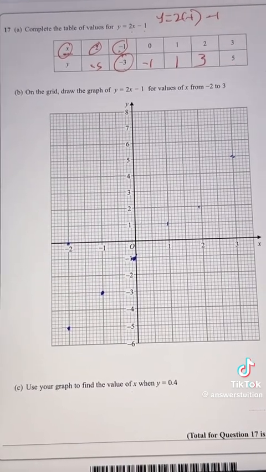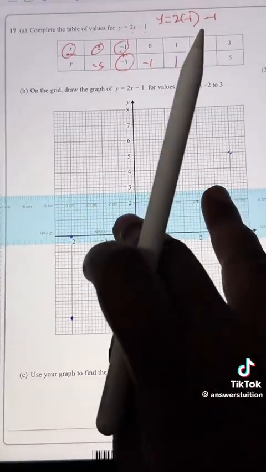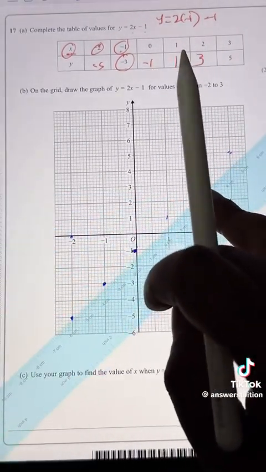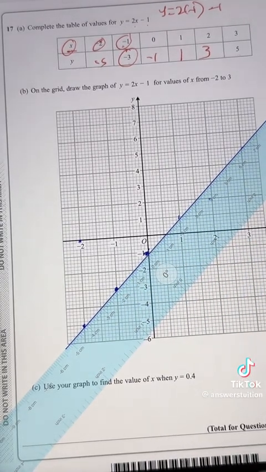Yep, good. Now, all we do is just literally draw the graph. Let me draw the graph. Yes, it works actually. Good.